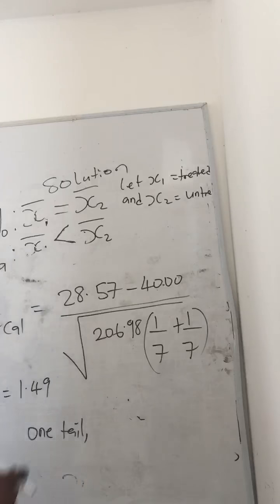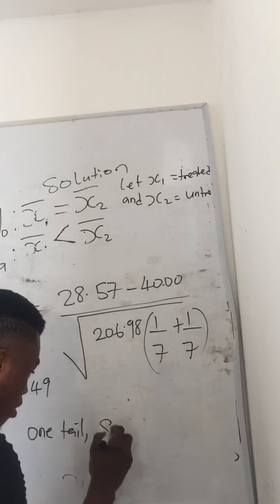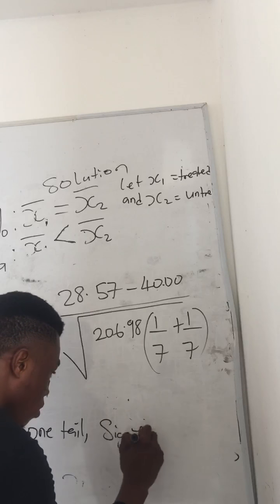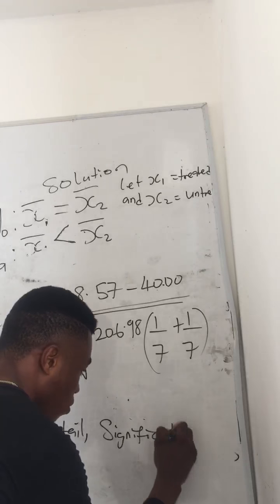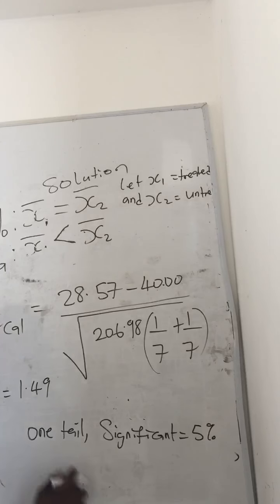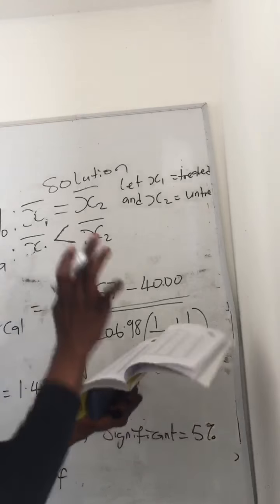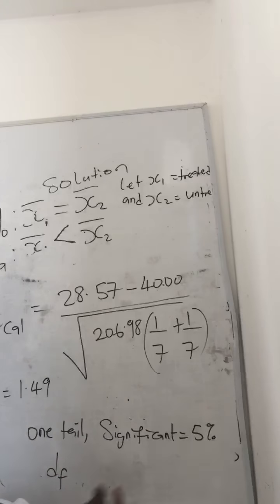Okay, and then for our significance, we say we are working at 95% confidence, and confidence plus significance is equal to 100. So our significance level is equal to 5%. So one tail, significance level equal to 5%, and then we also need the degree of freedom. Now we are dealing with two samples, right? So we take the degree of freedom of sample 1 plus the degree of freedom of sample 2. That will give us the total degree of freedom, which we use to find the critical t value.